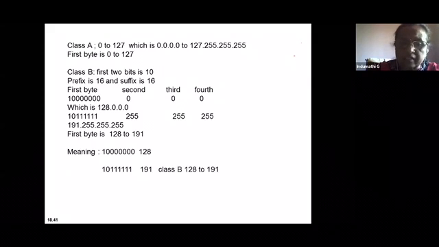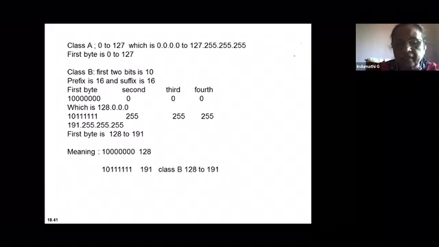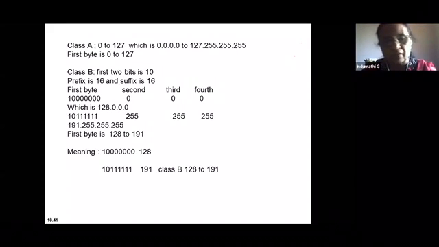Each byte can support values from 0 to 255. That means it can support up to 256 addresses. Hence, the first byte should start from 128 and end at 191. Meaning, the first two bits indicate 10, which is class B, followed by 6 zeros, which is 128. And when you come down, you can see 10 followed by 6 ones. So 10 indicates it is class B.